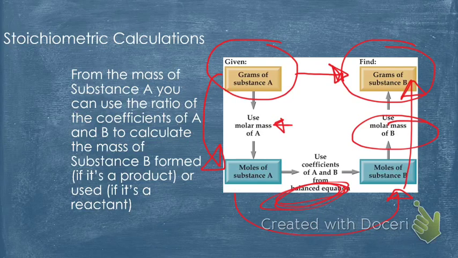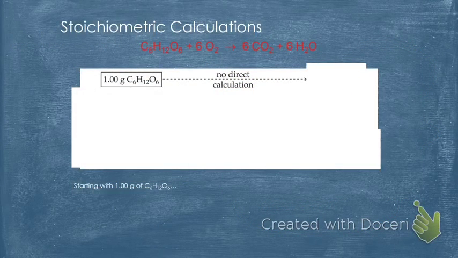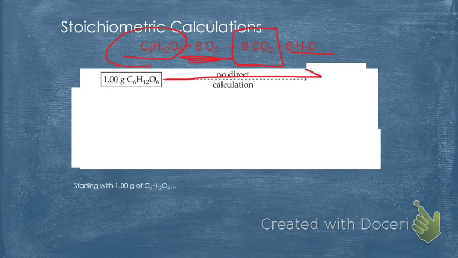So let's do some examples. This right here is looking at the combustion reaction of glucose, which is a sugar, when it burns with oxygen to make carbon dioxide and water. So let's say that we want to find out how much water is going to be made from 1 gram of glucose. There isn't a direct way to go from grams of glucose to grams of water, I should say.